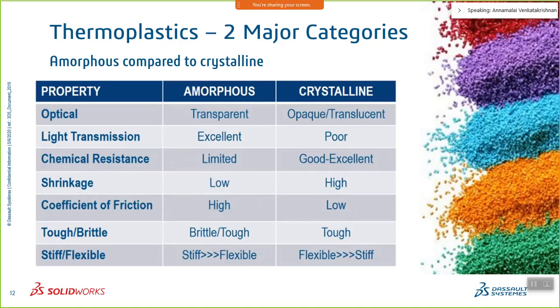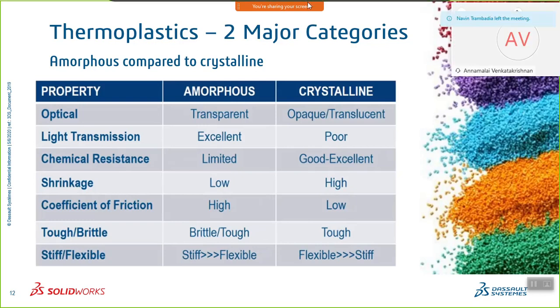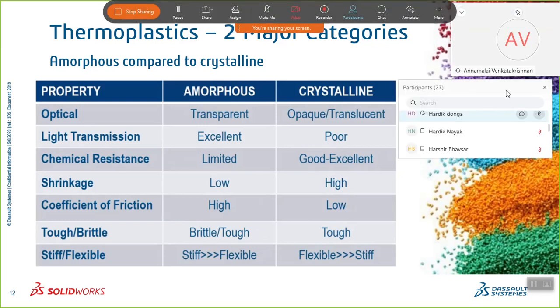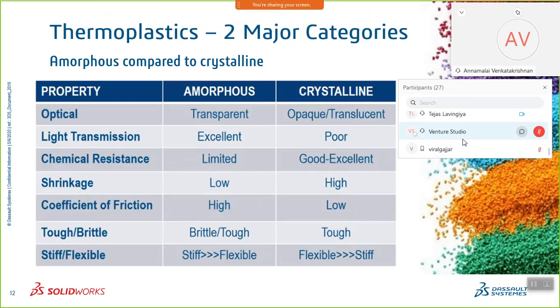So in thermoplastics, there are two major categories: amorphous compared to crystalline. The amorphous has good transparency, crystalline is translucent. So according to the application, we can decide whether we want to go for amorphous or crystalline, right? So there are these two.